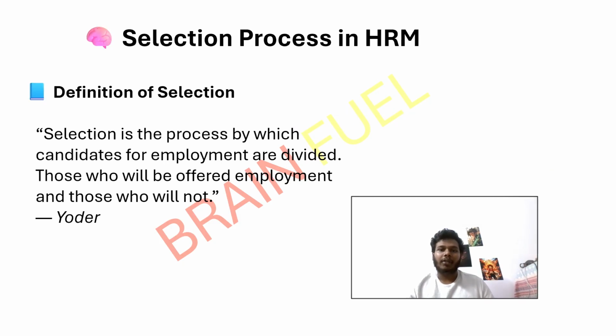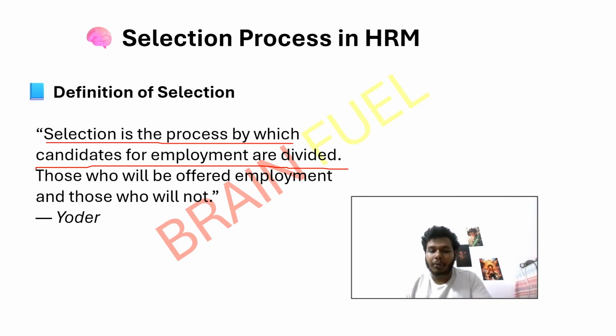So, selection process in HRM. Selection, so this was told by Yoder. Selection is a process by which candidates for employment are divided into those who will be offered employment and those who will not. So the candidates will be divided for employment in their particular organization, those who will be offered employment and those who will not.